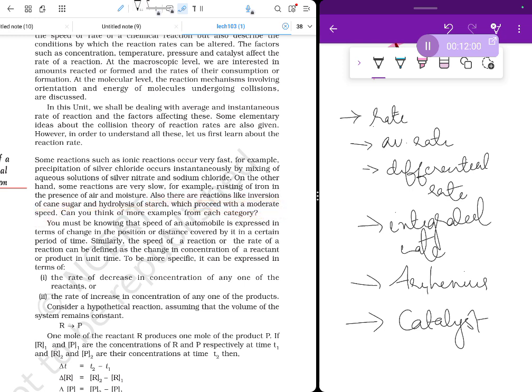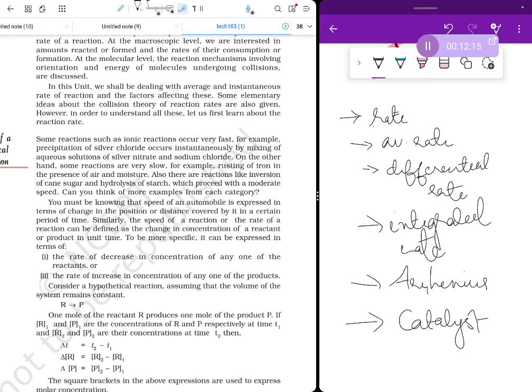Okay, so these are all the types of reactions. You know, ionic reactions are very fast, and rusting of iron is very slow, and moderate is hydrolysis of starch, cane sugar, etc., which proceed with a moderate speed. Can you think of more examples from each category?